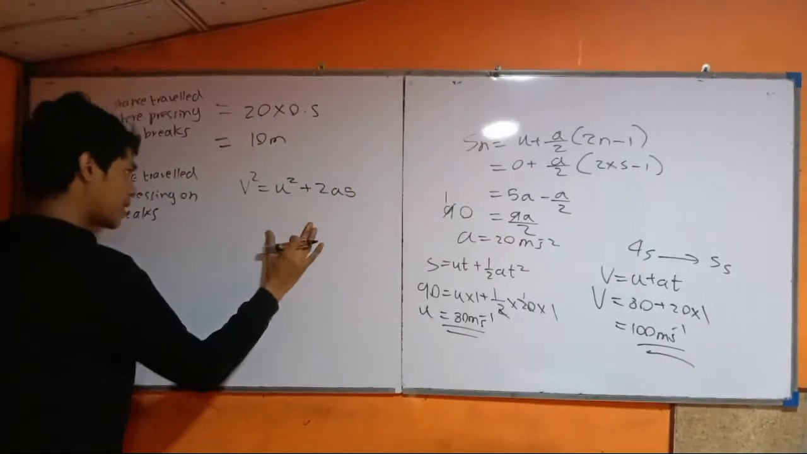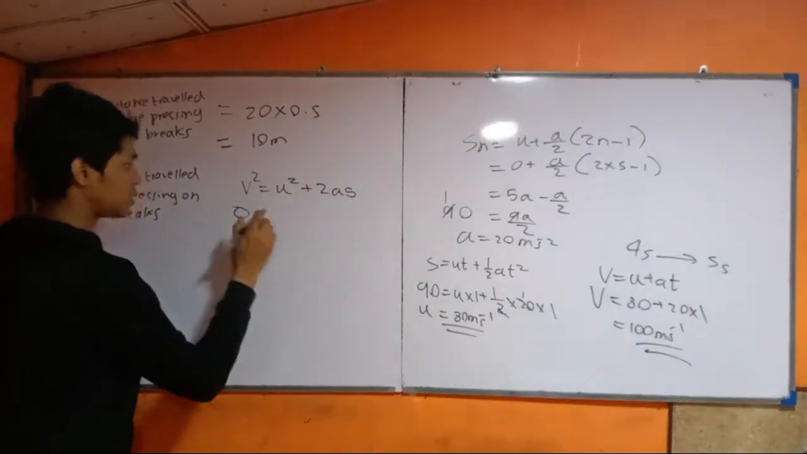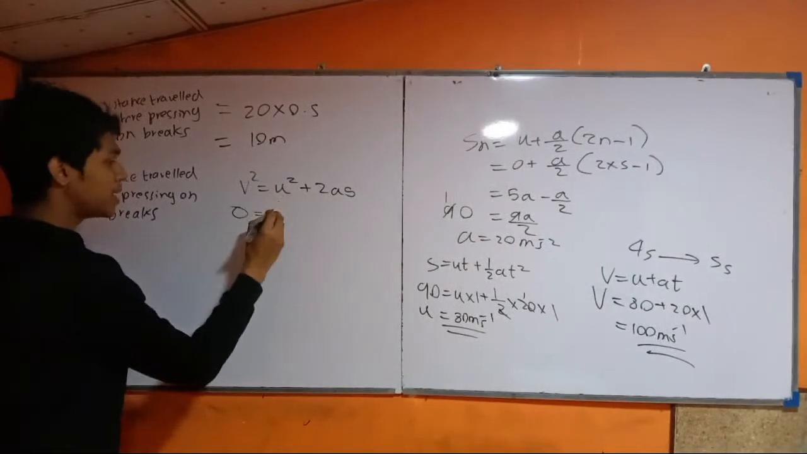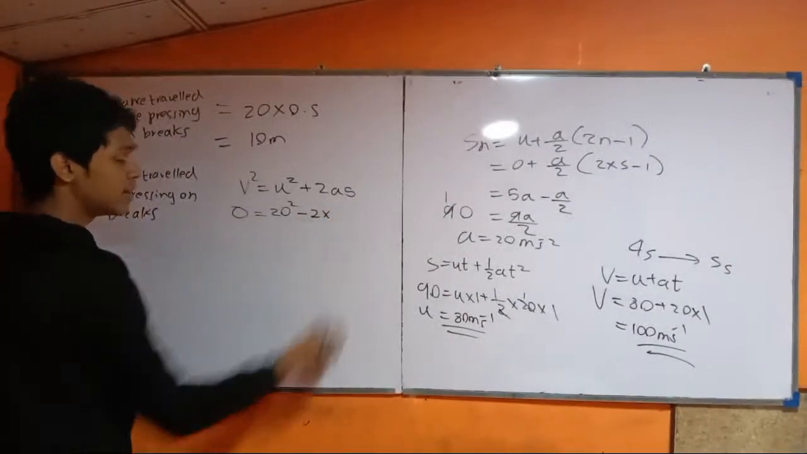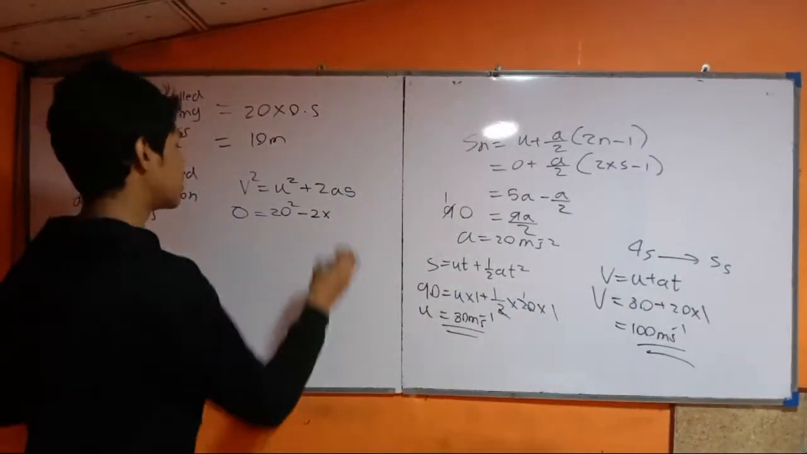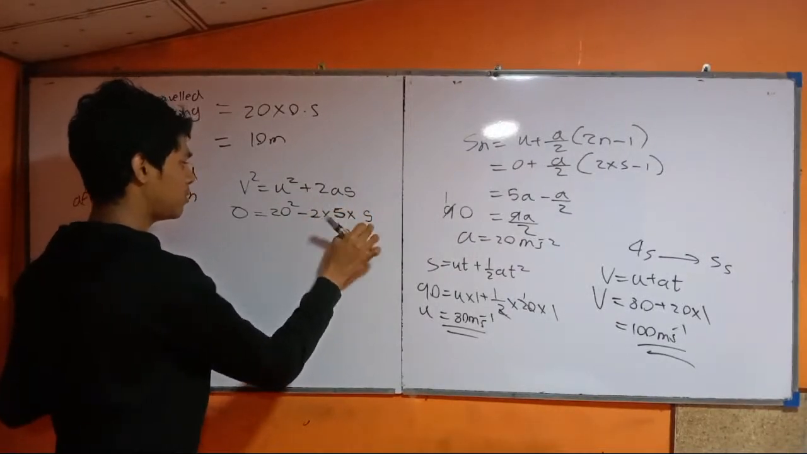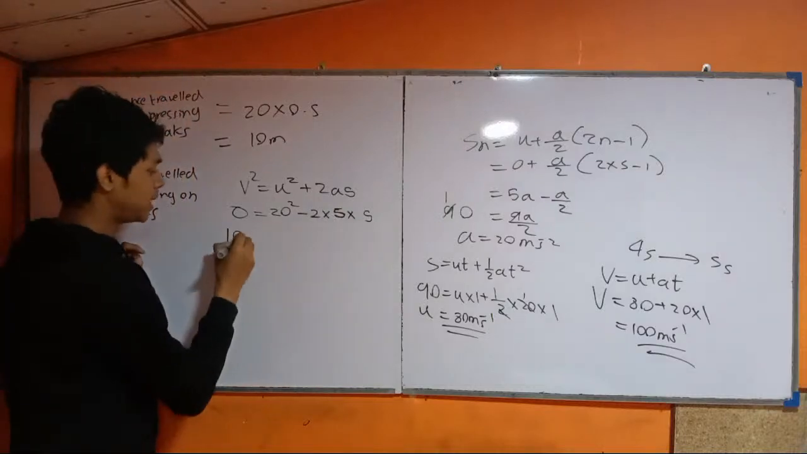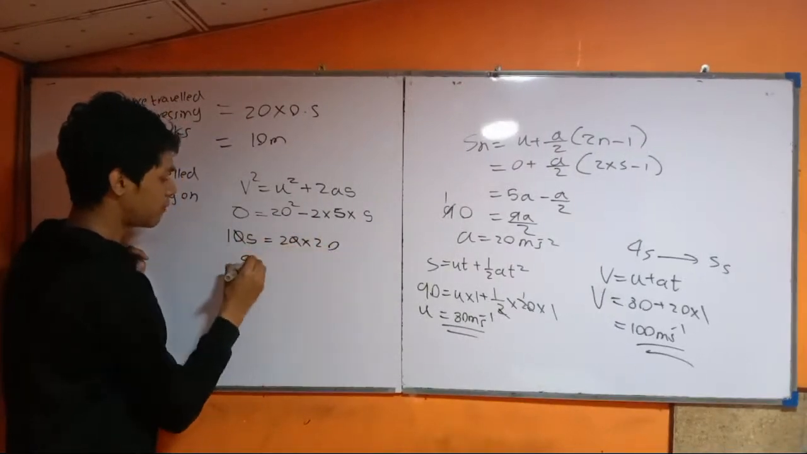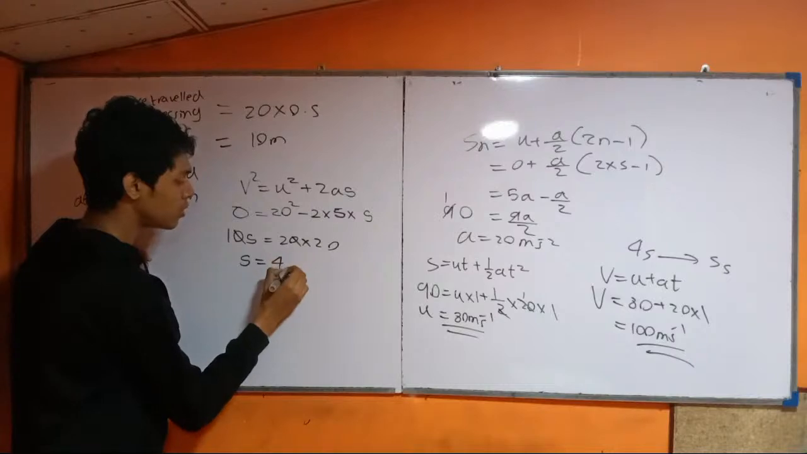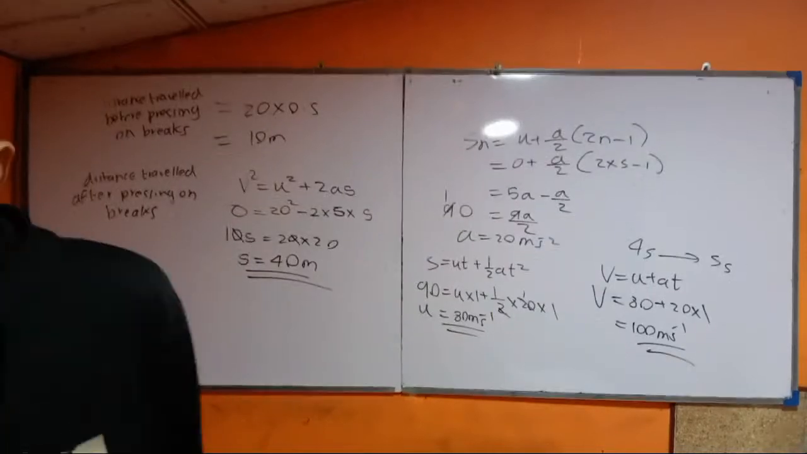Okay, now he's applying the brakes. This is the point at which he applies the brakes. So final velocity is going to be 0. He's going to stop. So initial velocity 20 meters per second. 20 squared minus 2 into the deceleration of 5 meters per second squared, 5 into S. So 5 into 10 is going to be equal to 20 into 20. So this one cancels off. S is going to be equal to 40 meters, right?